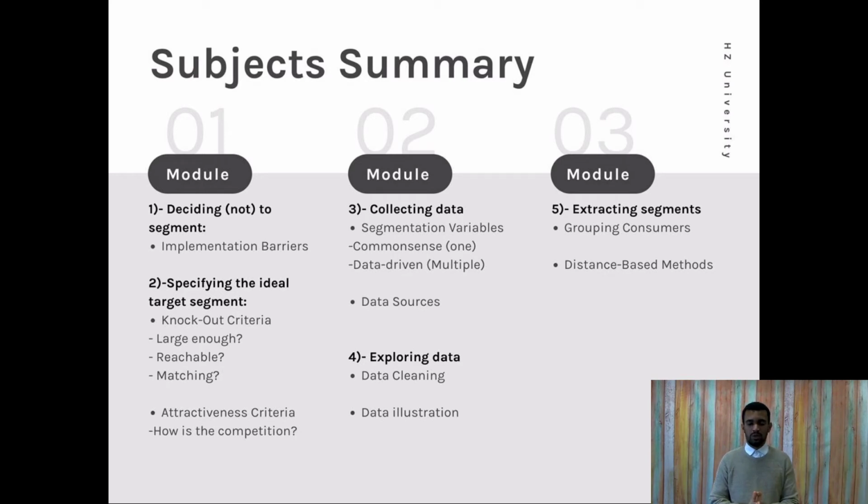And then moving into Module 2, which is about collecting data. We can distinguish two different ways when it comes to collecting data: common sense, which is using one variable, and data-driven, which is using multiple variables. What we mean by variables: let's say that Albert Heijn wants to target people who are spending, to make it easier, people who have an income of, let's say, 2,000.